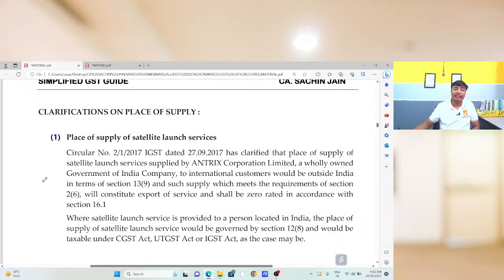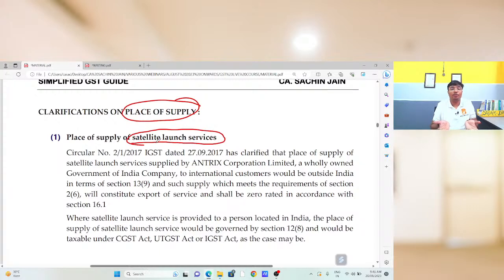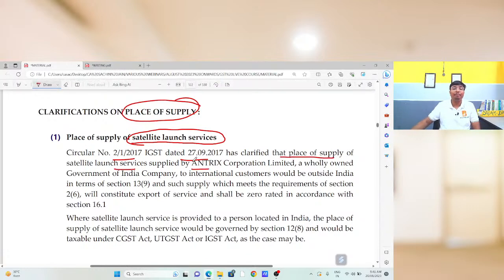Now, there are certain specific clarifications on place of supply which have been issued by the government through certain circulars. Place of supply in case of satellite launch services. If ISRO is going to launch a satellite, what will be the place of supply? Circular number 2/2017 IGST dated 27/9/2017 has clarified that the place of supply of satellite launch services supplied by Antrix Corporation Limited, a wholly owned government of India company, to international customers would be outside India in terms of Section 13, subsection 9, and such supply which meets the requirement of Section 2, subsection 6 will constitute export of service and shall be zero rated in accordance with Section 16(1).